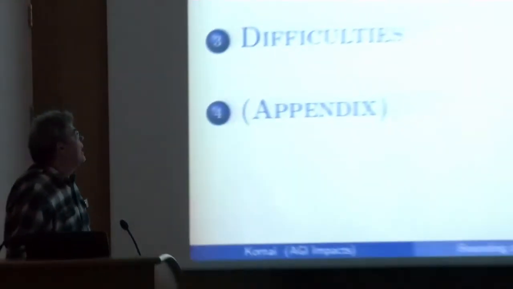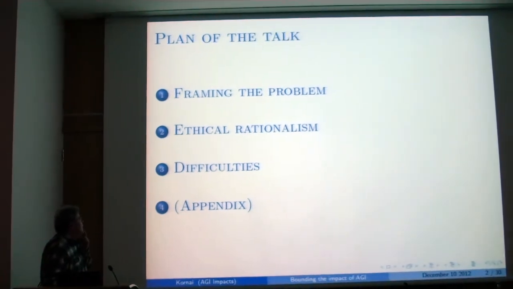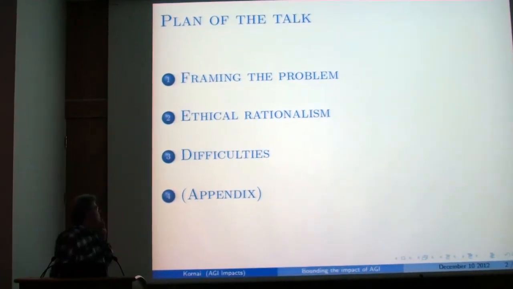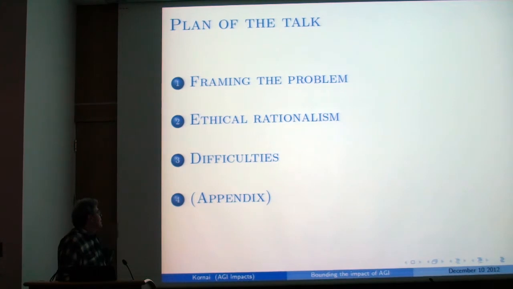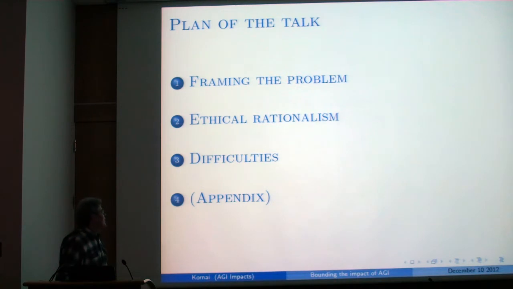I'm going to be talking about bounding the impact of AGI. I'm first going to frame the problem and talk about the solution, which was invented by a philosopher in 1978 or thereabouts. And then I'm going to be talking about the difficulties with this particular solution. I pushed a certain amount of framing the problem, which actually appears in the abstract and how you derive these numbers and safety limits, into the appendix at the urging of one of the referees. Basically, they said I'm spending too much time framing the problem, so I won't this time.